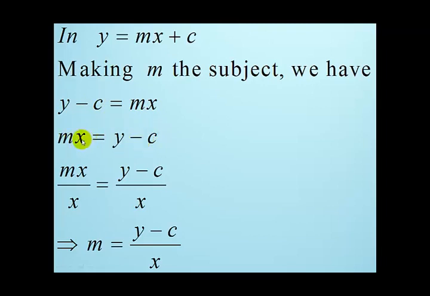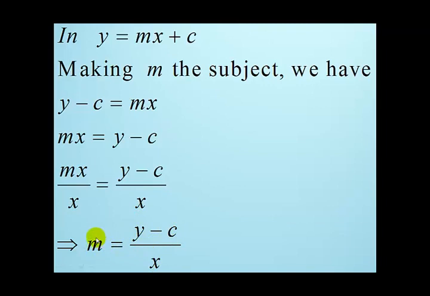Now, because we are making m the subject, we have to divide the left hand side by x so that the m can stand alone. Then we divide the right hand side also by x. Now, dividing the left hand side by x, we have mx divided by x. When the x cancels the x, we are left with m, and so the m now stands alone. This is equal to, when we divide y minus c also by x, y minus c divided by x. Now, this implies that m is equal to y minus c over x.